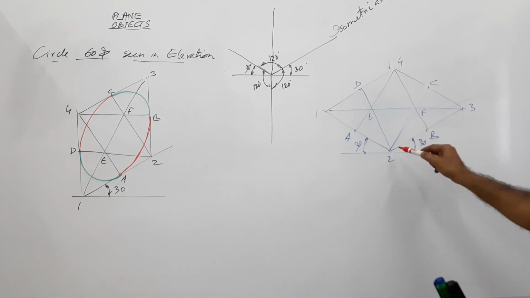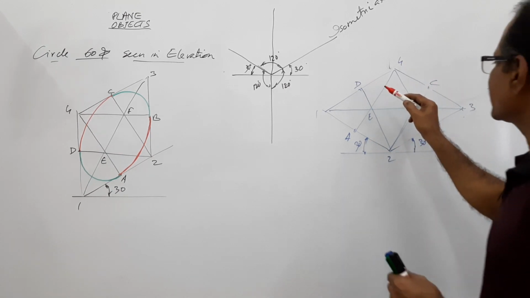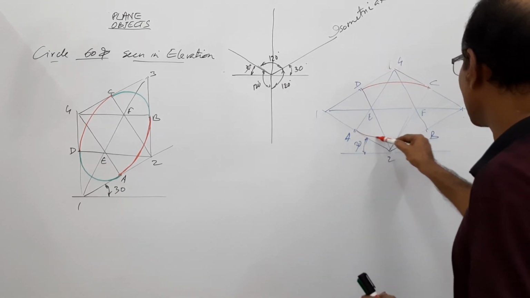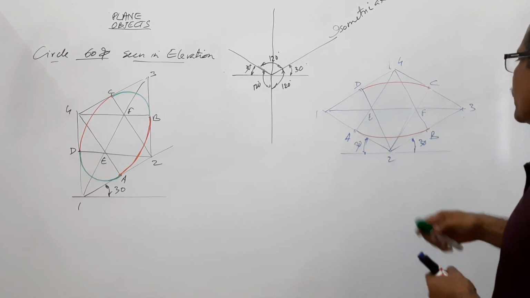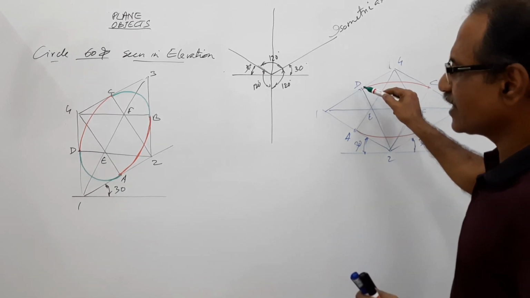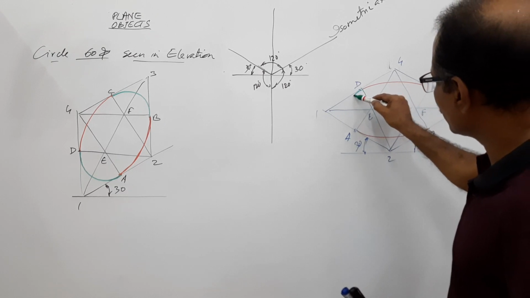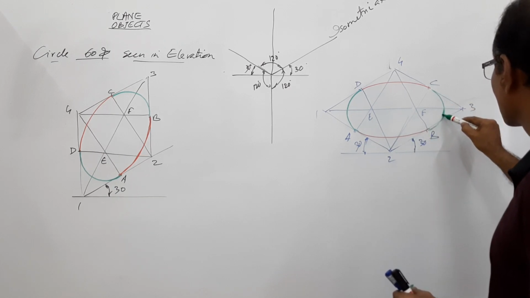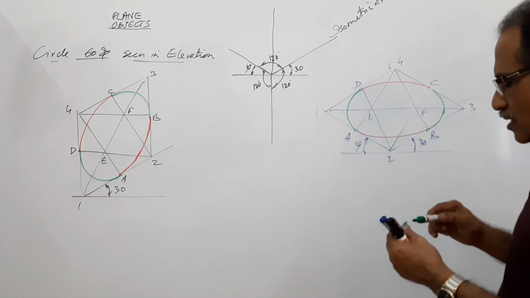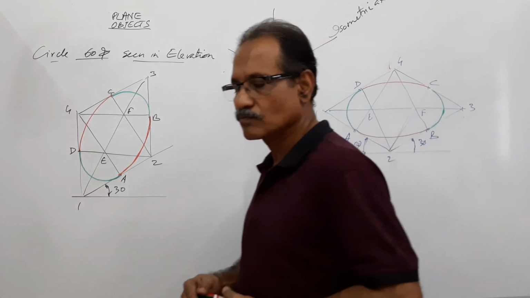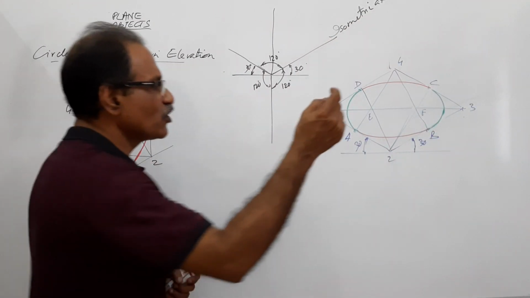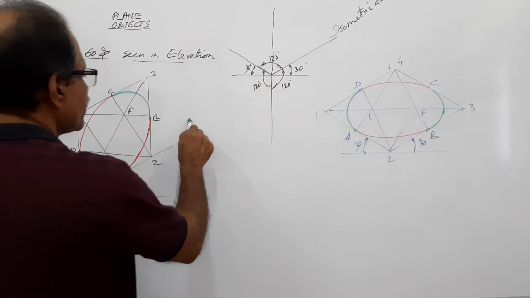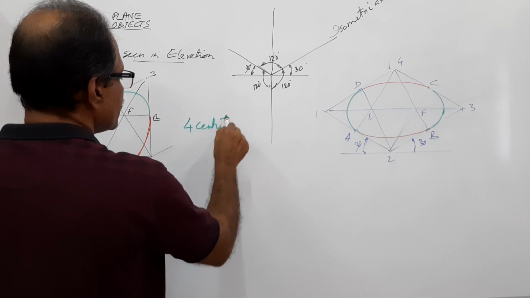Same thing we do. 2 as center, 2C equals 2D as radius, draw an arc between C and D. 4 as center, 4A equals 4B as radius, draw an arc between A and B. E as center, EA is equal to ED as radius, draw an arc between A and D. F as center, FB equals FC as radius, draw an arc between B and C. You get an ellipse. So this is the iso-view of a circle seen in plan drawn using the 4-center method.